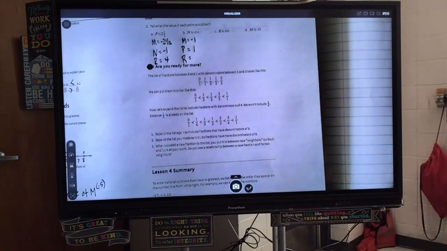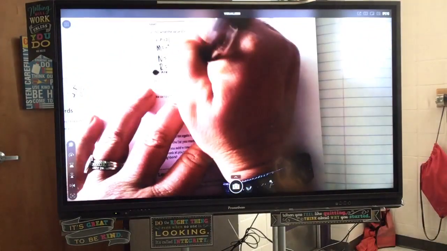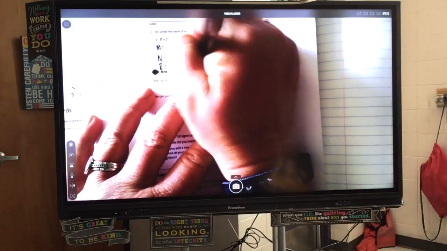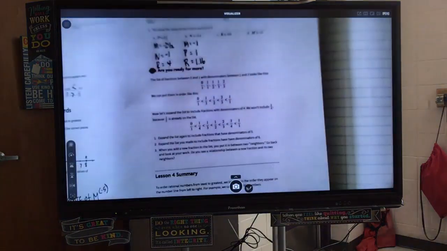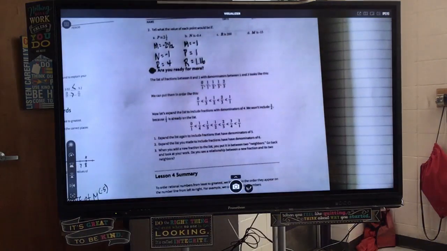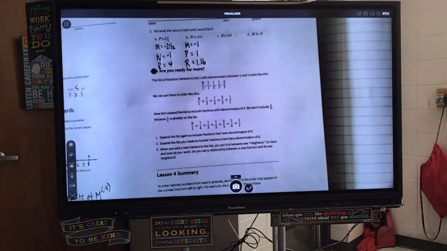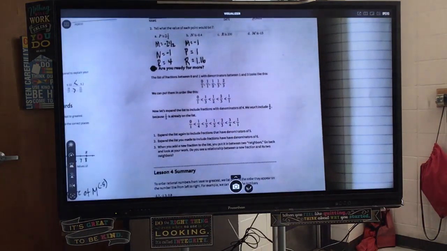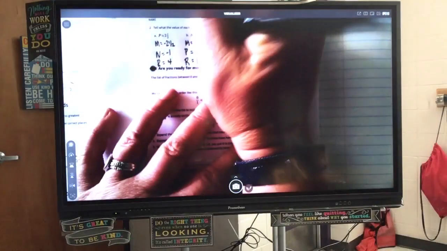Lily, what's our answer for R? 1.16. And what is the criteria for R? That it's greater than P. Yeah, and you said 1.16? Yeah. Okay, that works. All right, what about C? So they're saying R is 200. So then what do we know about M?